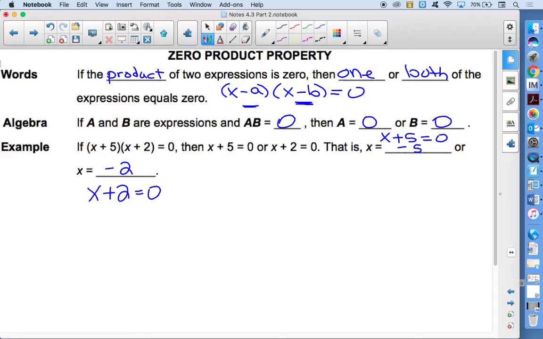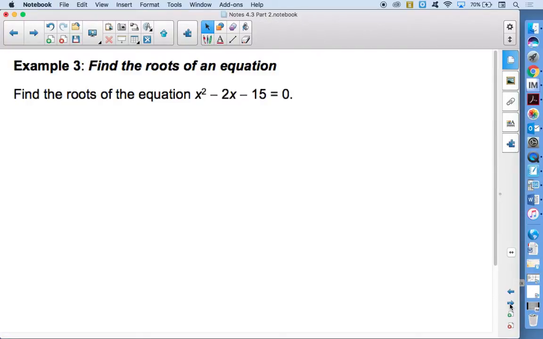That's what those represent. So if you look underneath, this first problem wants us to find the roots of the equation. So x squared minus 2x minus 15 equals 0. If you're finding a root, you're really just finding a solution. How would you find a solution to this equation? Factor it.